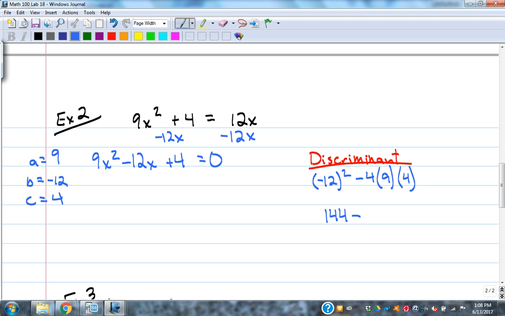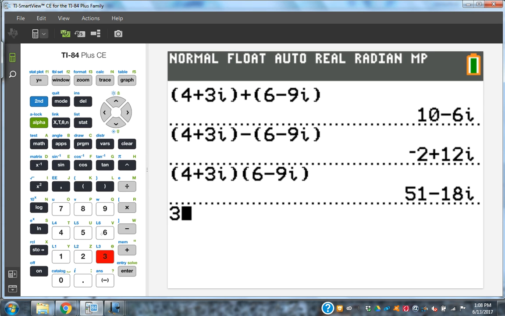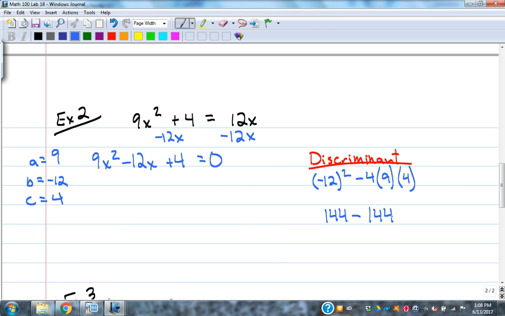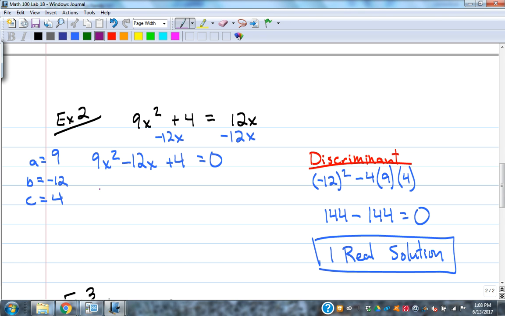36 times 4 would be 144. So 144 minus 144 is 0. The discriminant being 0 tells us that we have 1 real solution. So let's find that solution using the quadratic formula.